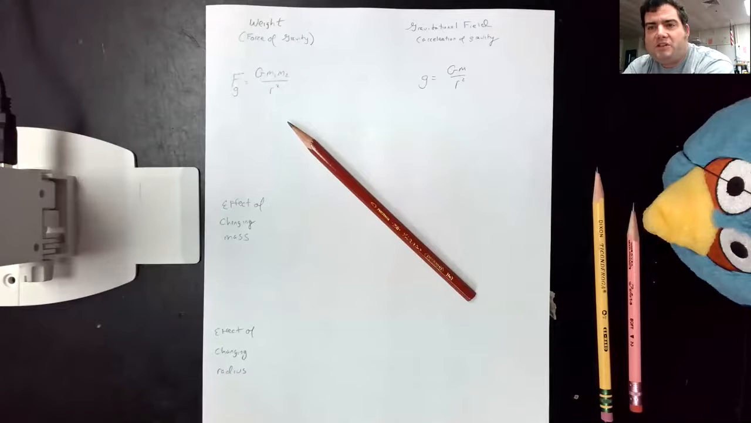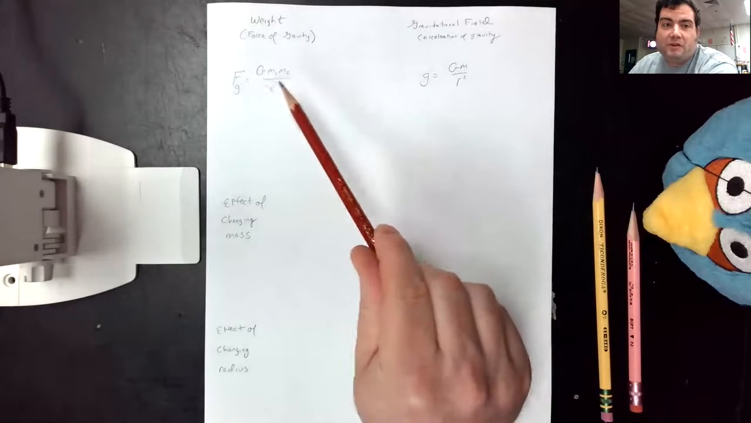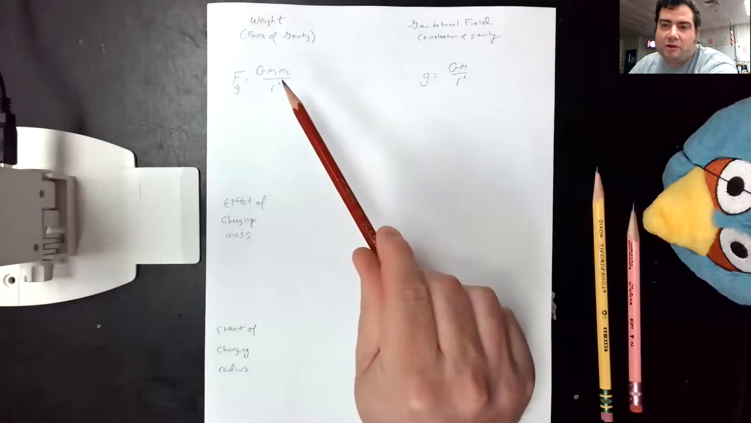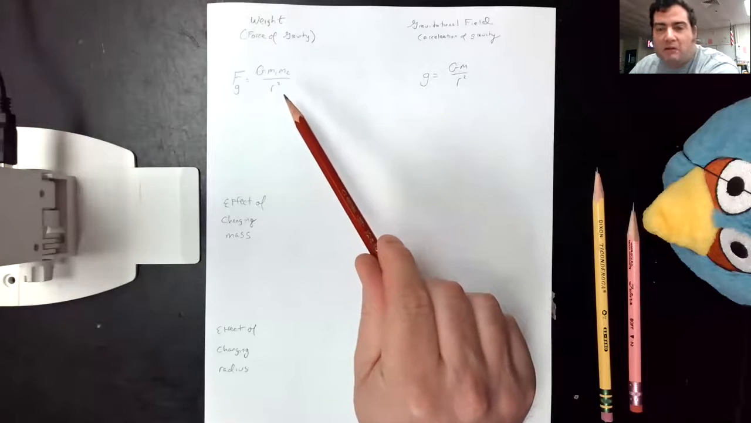We now have two equations that really tell us about the variables that affect gravity. If we're talking about the force of gravity or the weight, we need to know the masses of two objects, one of which is often the planet the object's on, and we need to know their distance apart, which is often the radius of the planet.